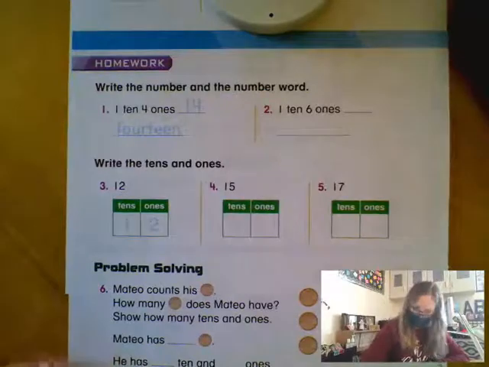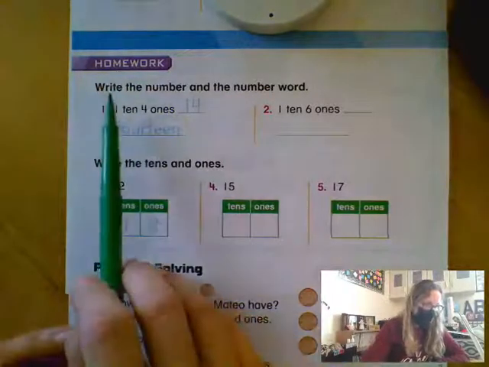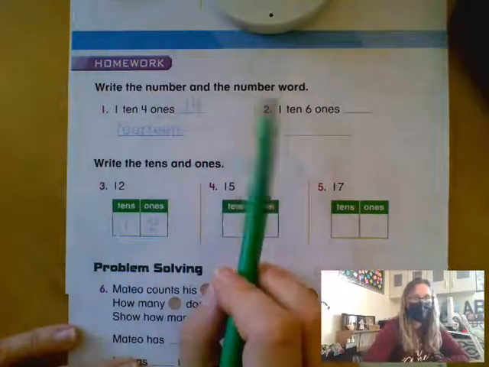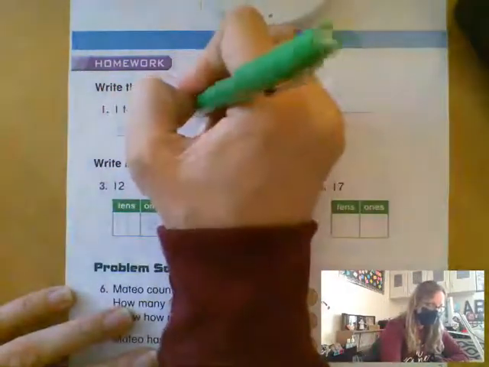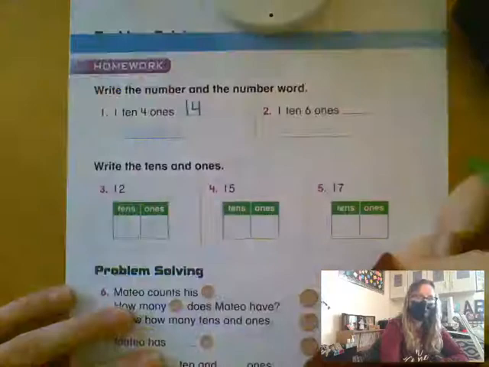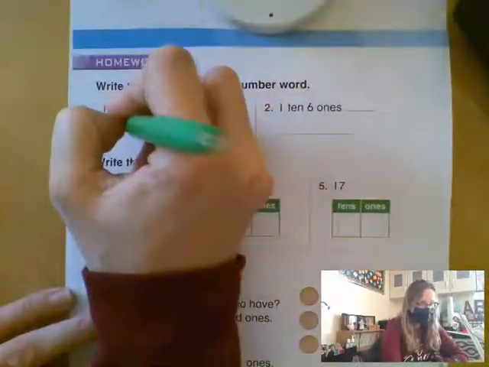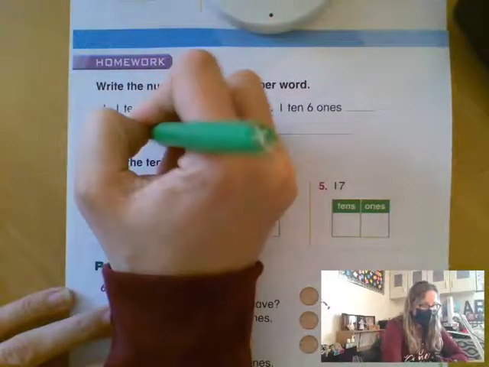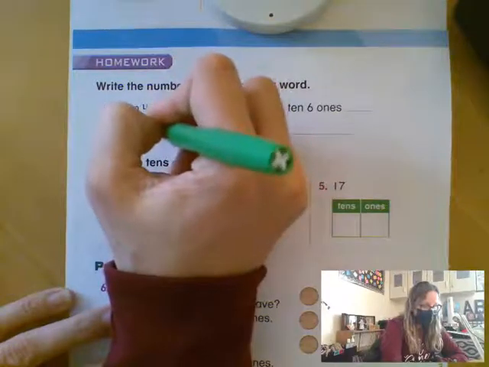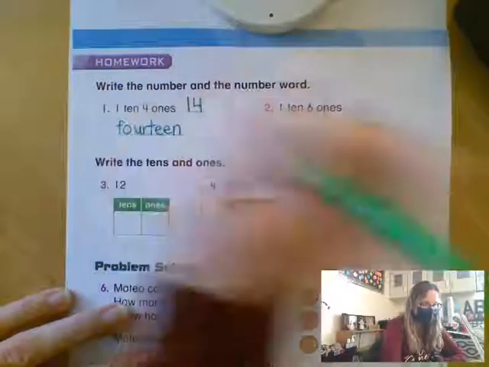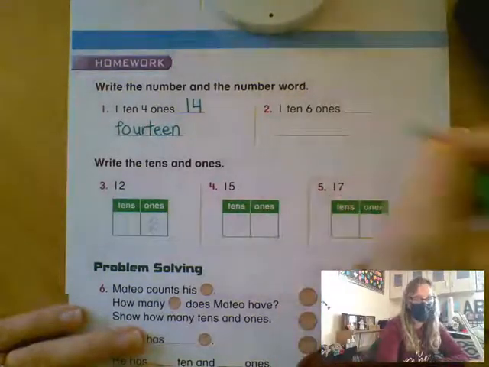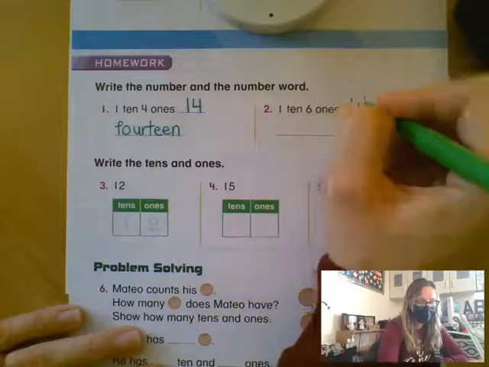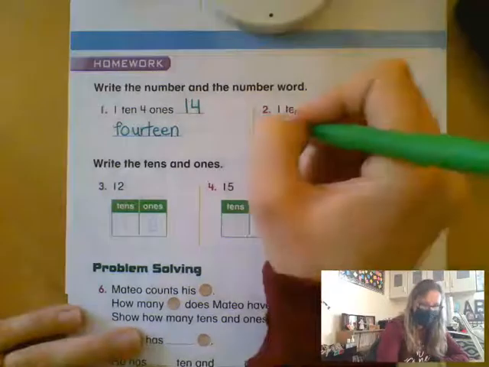We're looking at the top of 212 now. It says write the number and the number word. They did the first one for us. 1 ten and 4 ones. 1 ten, 4 ones. That makes 14. And the next one, 1 ten and 6 ones. Drew, what number does it make? 1 ten, 6 ones, 16.